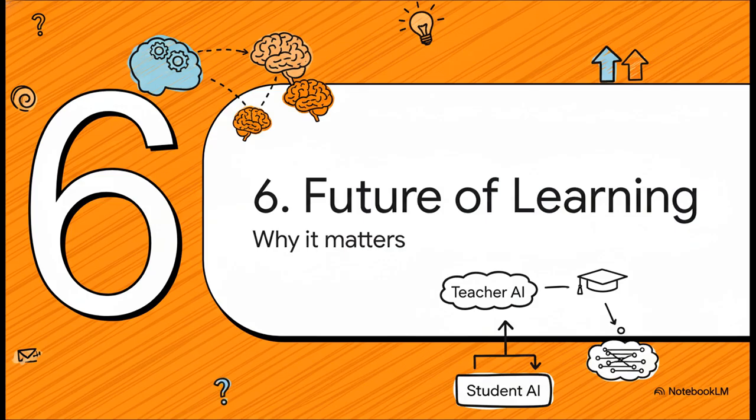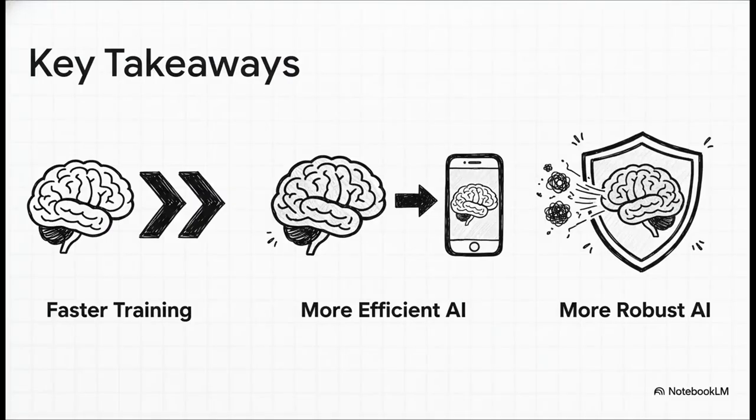Okay, so we've looked at the theory, we've seen the results, it clearly works. But let's zoom out. What's the big picture here? Why does teaching an AI how to think actually matter? Well, it really boils down to 3 huge benefits. First, faster training. You can get amazing results with way less data. Second, more efficient AI. You can take the brains of a giant, expensive model and distill that wisdom into something small enough to run on your phone. And third, more robust AI. We're talking about creating models that can handle the messy, unpredictable real world without breaking.